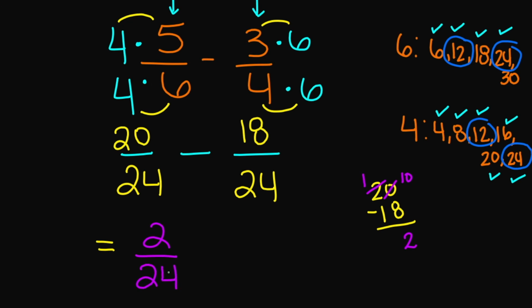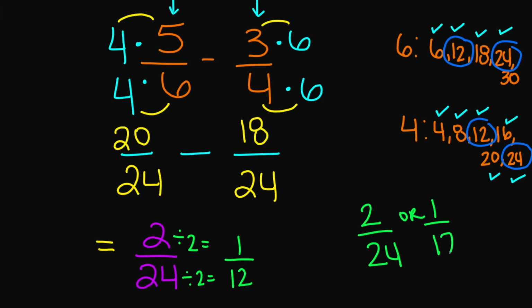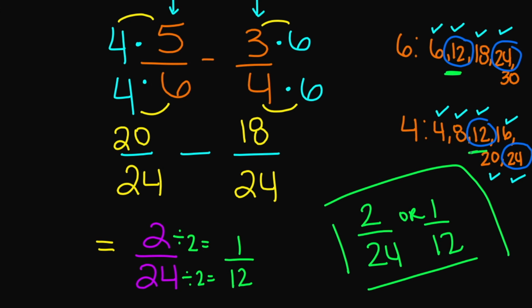However, I can simplify this answer further. So 2 goes into both of these numbers. So 2 divided by 2 is going to equal 1. And then 24 divided by 2, this is going to equal 12. So your answer is going to be 2 over 24 or 1 over 12. So remember, you can use any one of the common multiples. However, the best one to use is the lowest common multiple.